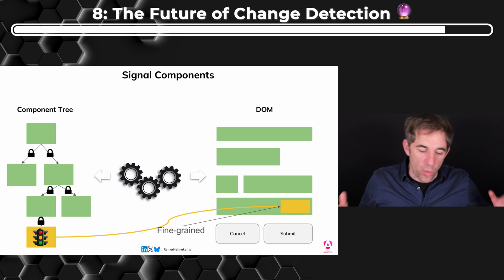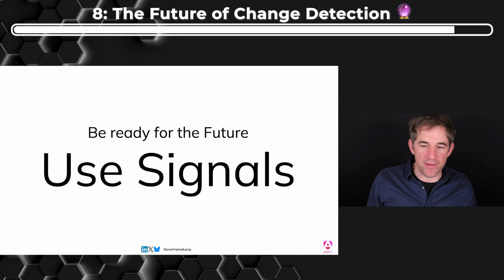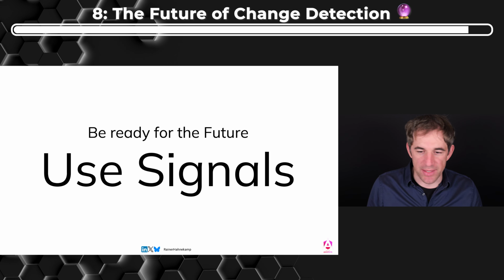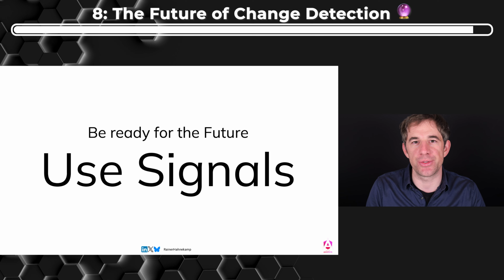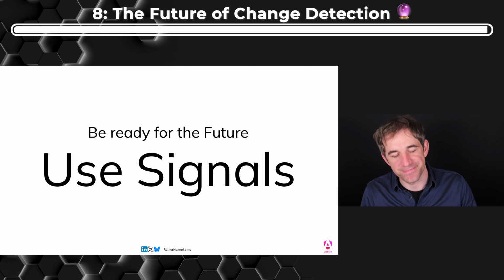Last thing, change detection is complicated, but you can make it very easy for yourself. You will be able to disable zone.js to go with zoneless, and you have the best developer experience if you just use signals. Then you don't need to know about markForCheck. Signals will do everything for you. So we have now reached the end.